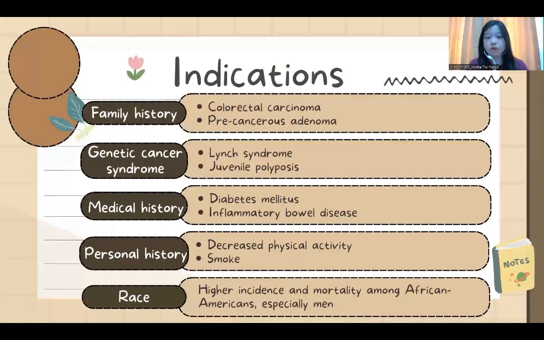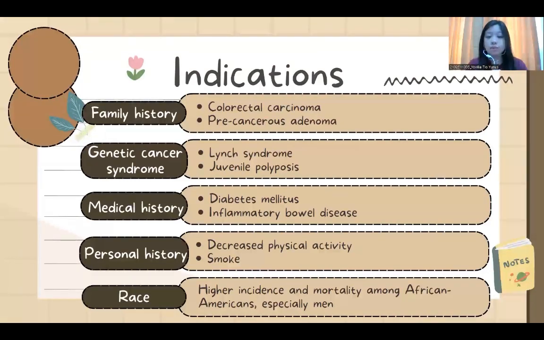Risk factors for colorectal carcinoma, namely, the first one is family history, especially first-degree relatives, such as colorectal carcinoma and precancerous adenoma. The next one is genetic cancer syndrome, such as Lynch syndrome and juvenile polyposis. The next one is medical history, such as diabetes mellitus and cystic fibrosis.